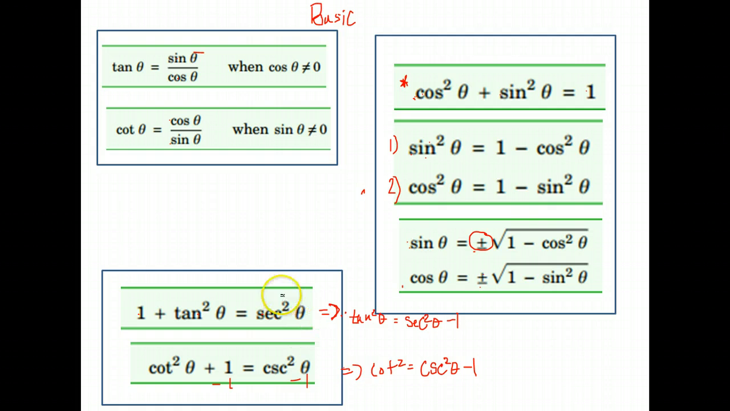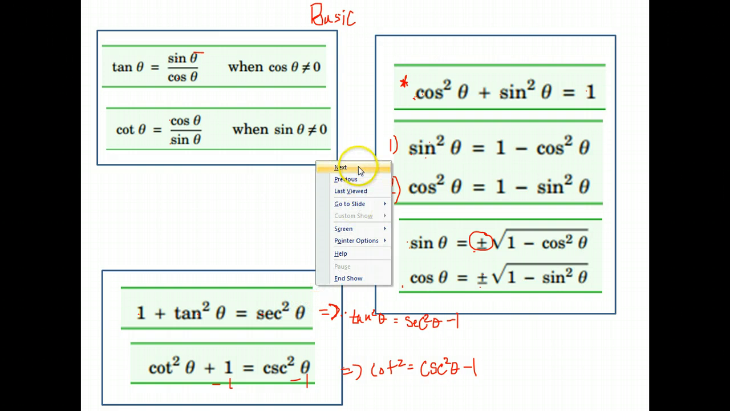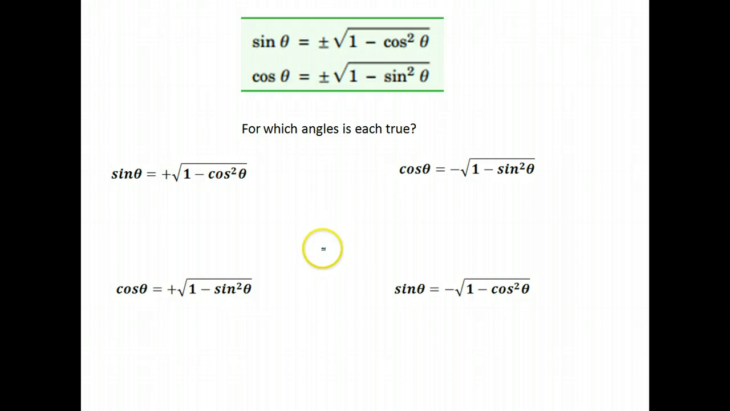Okay, so there are our basic identities. Again, you'll want to have those either in your notes or on a sheet of paper, so as you go through the identities, you can use them. Let's go a little more in depth on why we have the plus and the minus here, and for which values that would come into play.